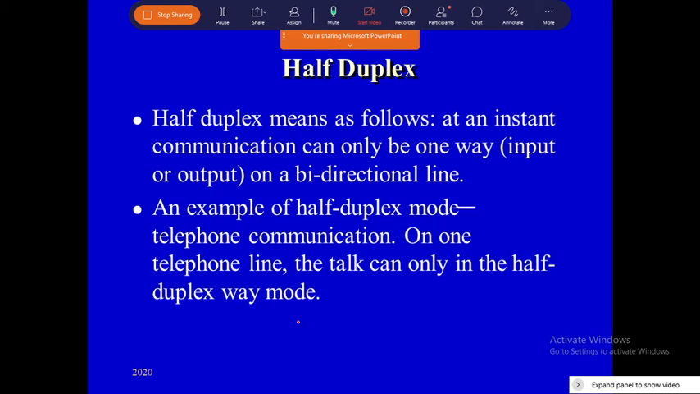What is a half duplex? Half duplex serial port. Half duplex means that at an instance the communication can only be one way, either input or output, on a bidirectional serial line or a parallel line.